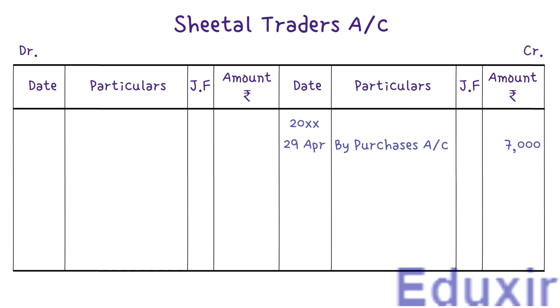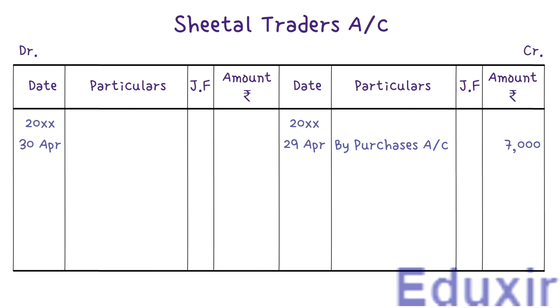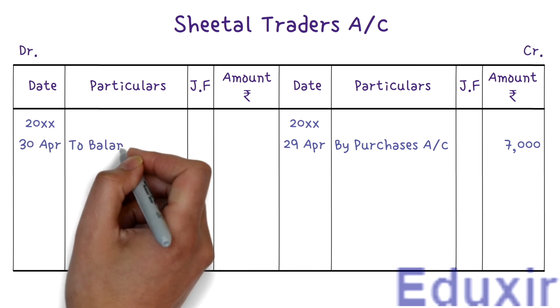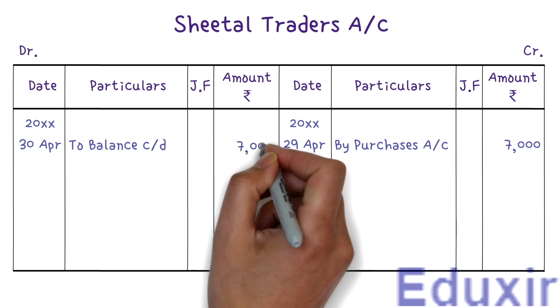As there are no entries on the debit side, this entire credit balance of 7000 rupees need to be carried down. As this is the first entry on the debit side, let's first write the year and then let's write the date as the last day of the month. Let's then write to balance carried down in the particulars column. Let's then write 7000 rupees in the debit amount column.